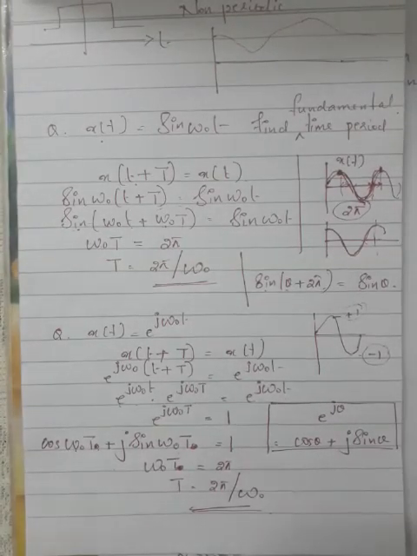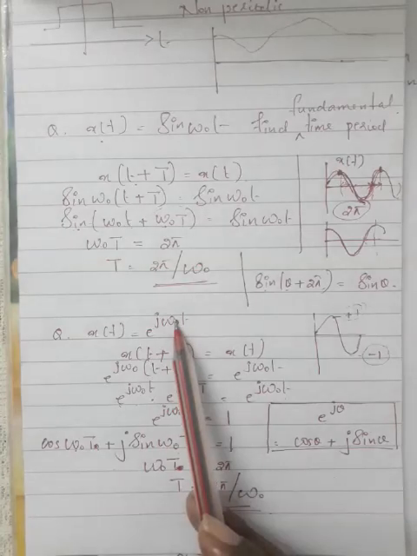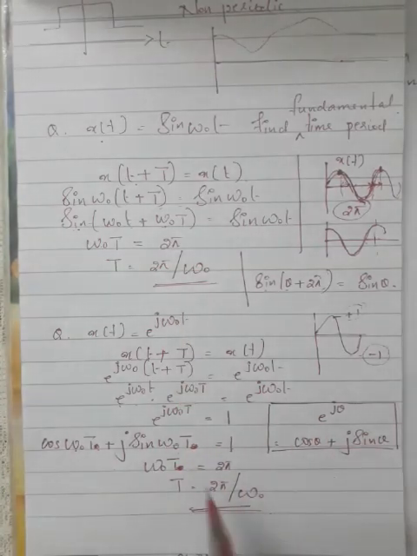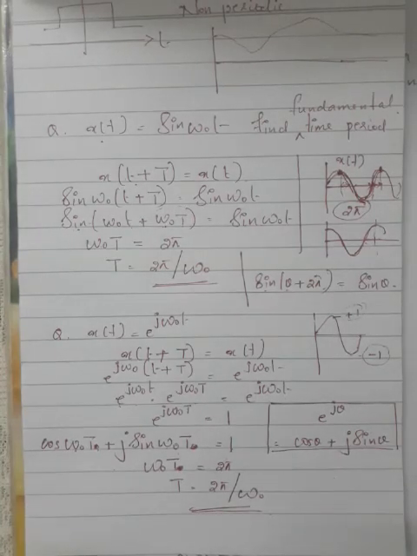Now, with the three problems we have done, in case of sine wave, in case of cosine wave, and in case of exponential signal also the time duration is 2 pi. So remember that if the problem is of a sine signal or cosine signal or exponential signal, the fundamental time period is 2 pi in general.